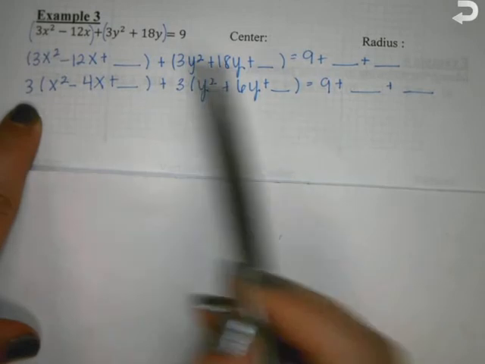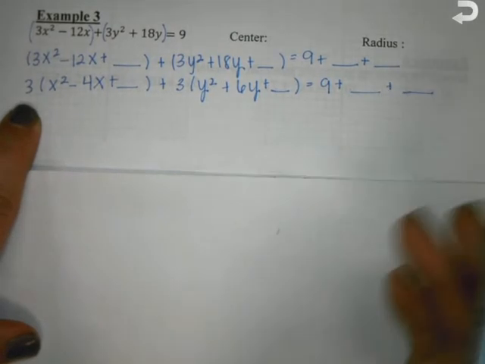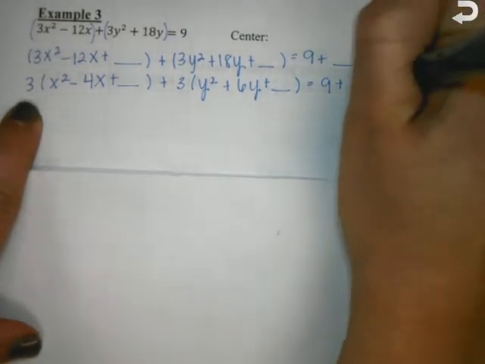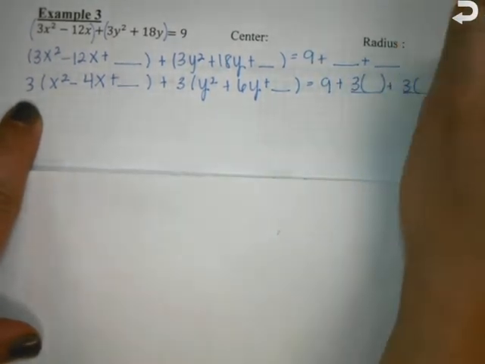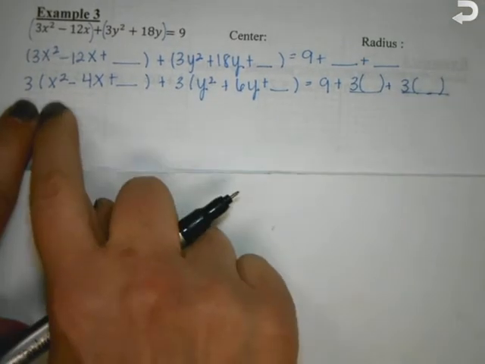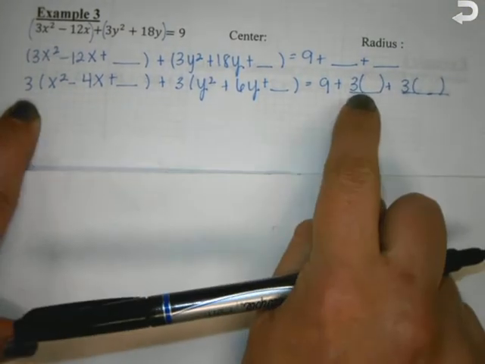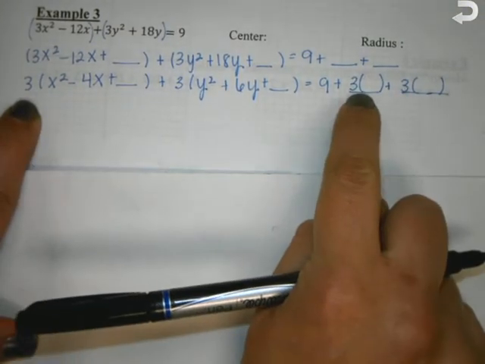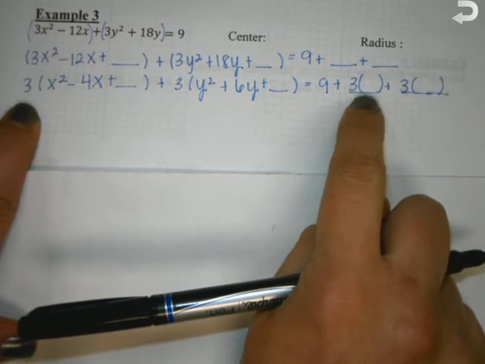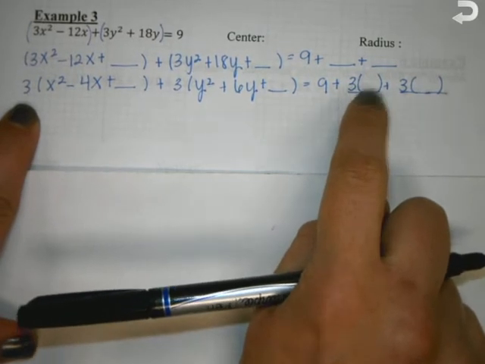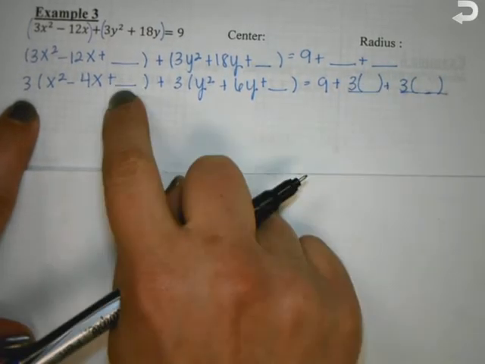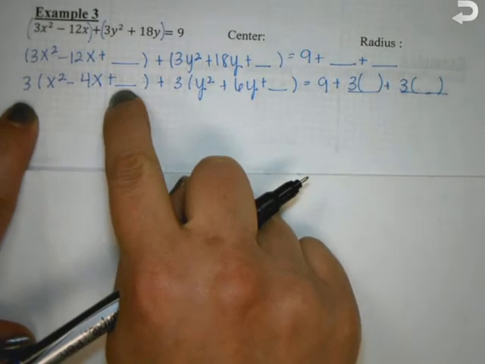So what I suggest is that you just write it in automatically. If you ever factor something out, write it in on the right-hand side right away. That way, we won't forget to do it later. Now, whatever I put in the parentheses here is going to be whatever I put in the parentheses there. Does that make sense? Okay, so what goes into the blank here?